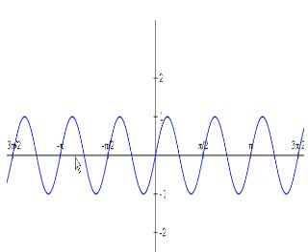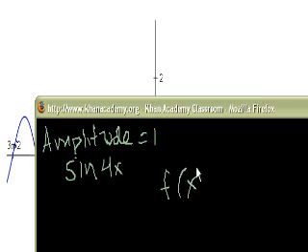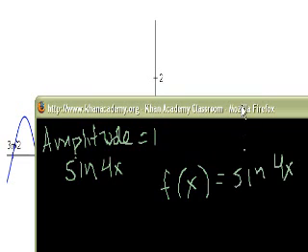Or we could actually start here. Actually, this is better, right? Going from negative pi to pi. That's 2 pi radians. So we finish 1 cycle, 2 cycles, 3 cycles, 4 cycles. So then we know what the coefficient on the x term is. So we know that it's sine of 4x. So the answer here is f of x is equal to 1, because that's the amplitude, times sine of 4x.